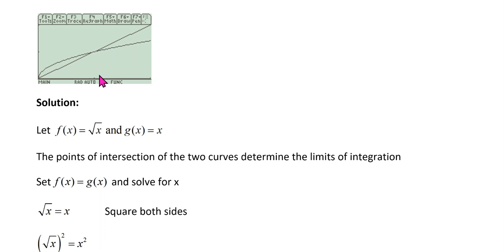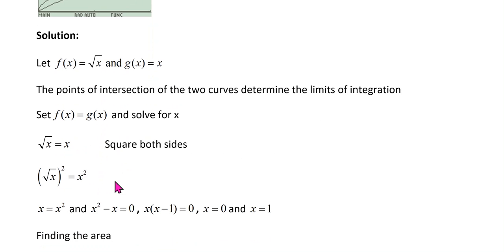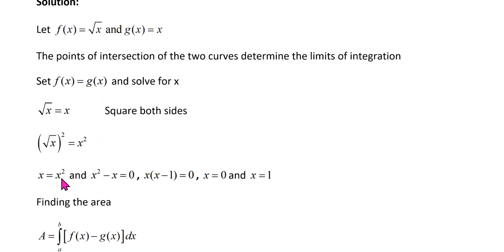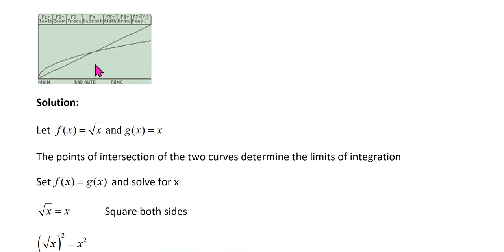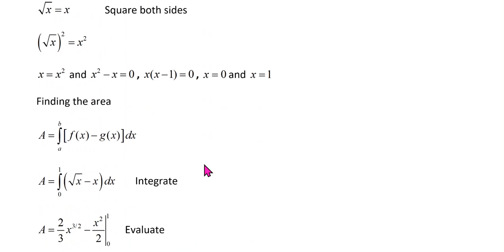To find this point, since it's not given to us, it's a point of intersection. So what it means, we're going to set the two functions to be equal and then solve for x. So we're going to set the square root of x equals x. We square both sides. We get x equals x squared. We factor out x, and then solve this equation. We get x equals 0 and x equals 1. So basically at this point here, the x value is 1. So therefore the y value is 1 too. So this point is 1 comma 1. This is 0 comma 0. So we find the limits of integration. So a is 0, b is 1.